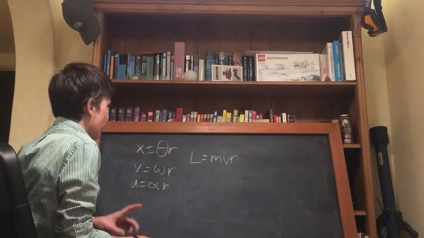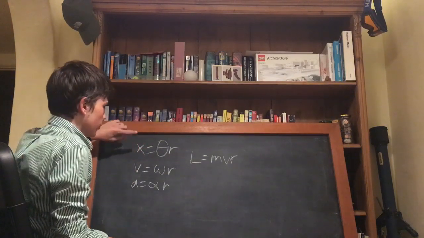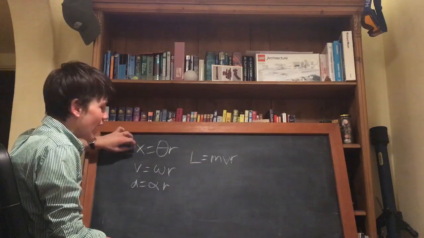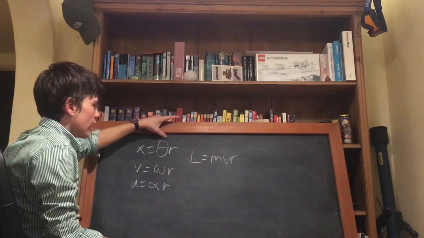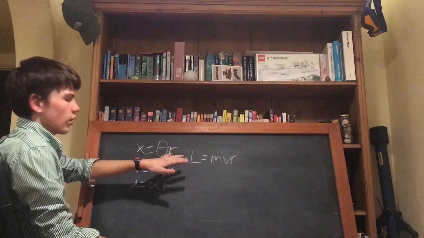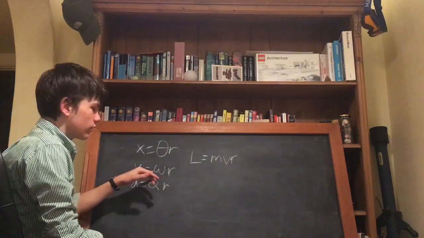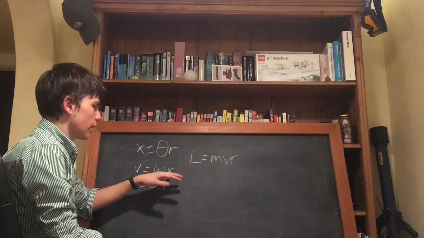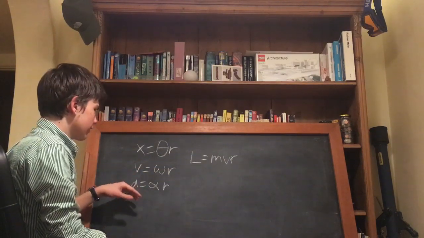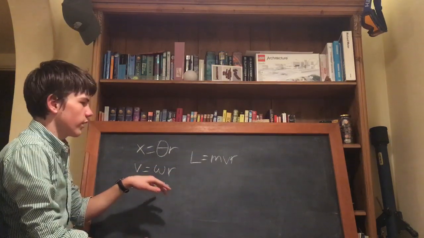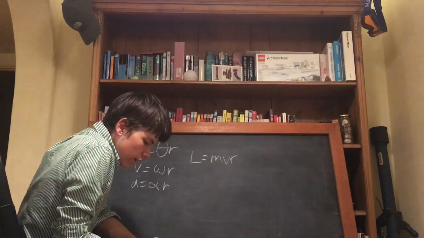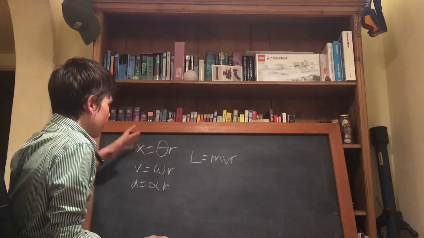So here we have distance, which is represented as x, is equal to theta times r, where r is the radius. Here, velocity is equal to the angular velocity times r. Acceleration is equal to the angular acceleration times r. So now we have those out of the way.